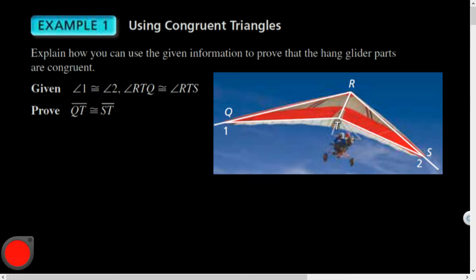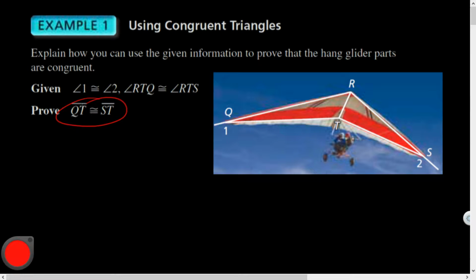In my geometry class, we're taking a look at section 5.7. We're talking about using congruent triangles. Notice with this example, I'm not setting out to prove that triangles are congruent, but if I knew that triangles were congruent, it might give me the ability to prove some additional pieces of information.